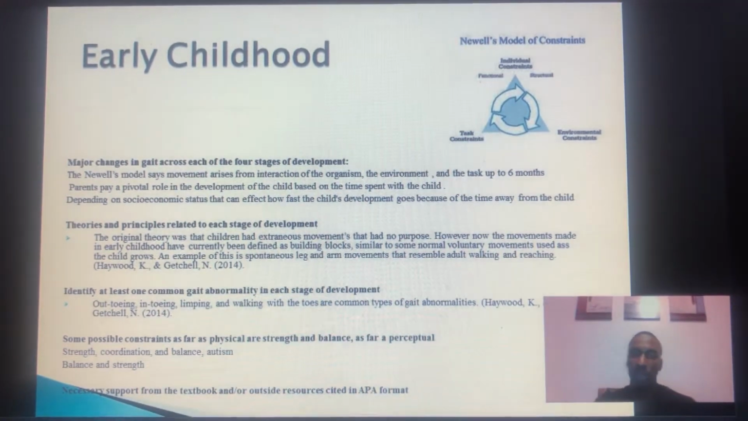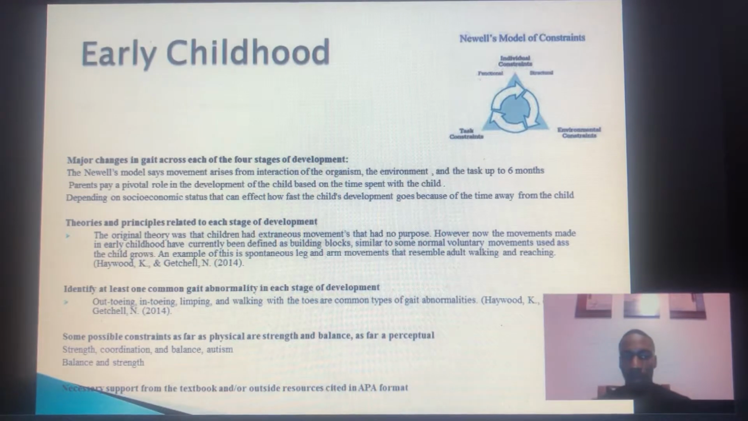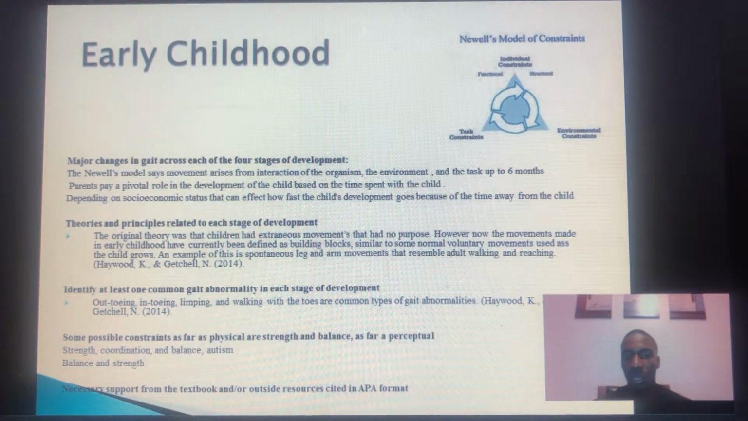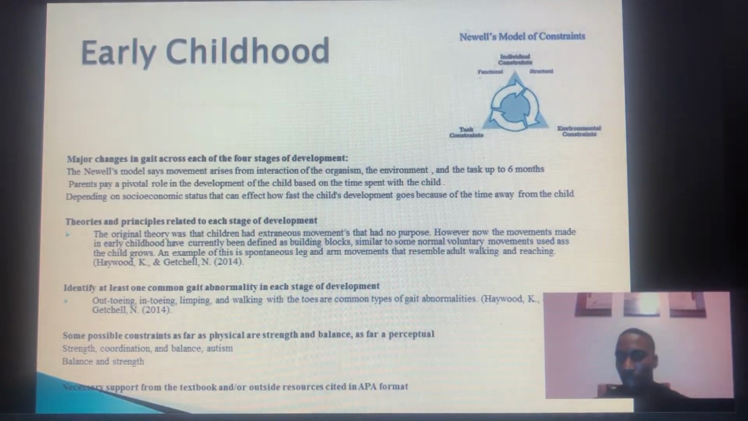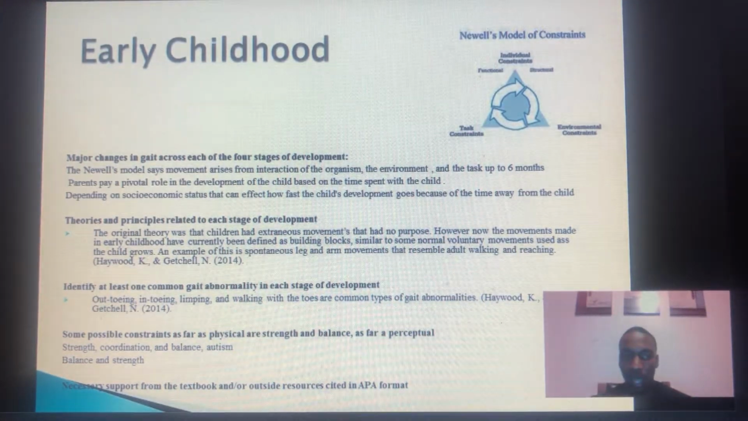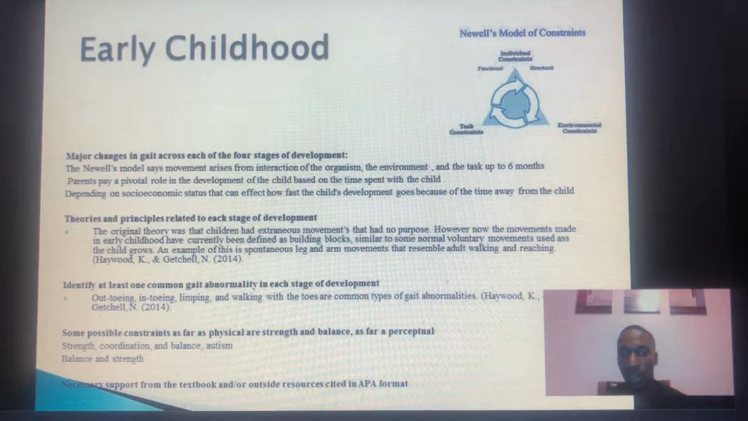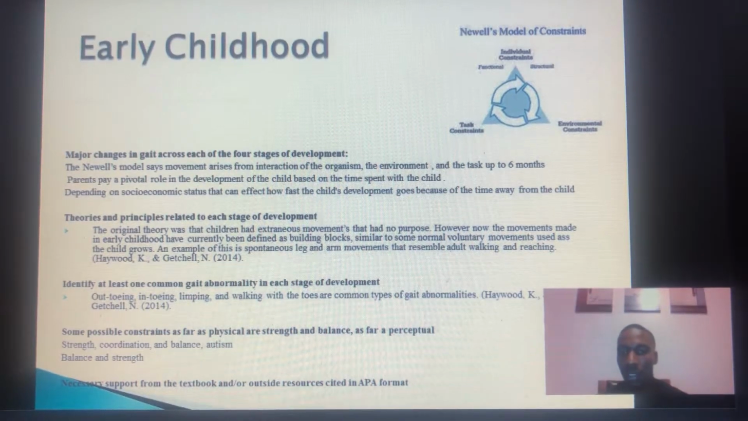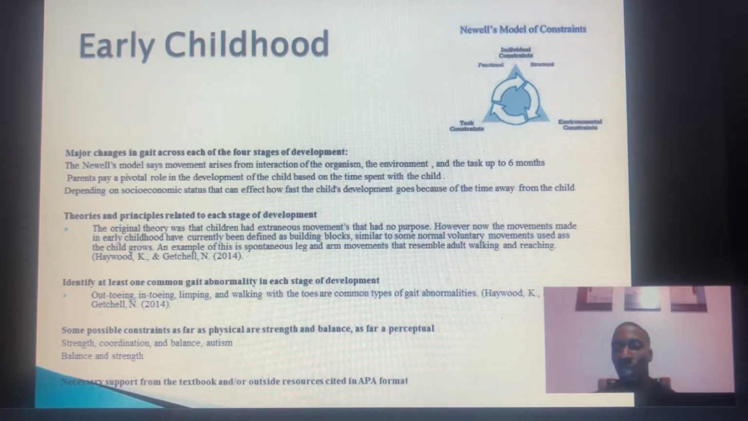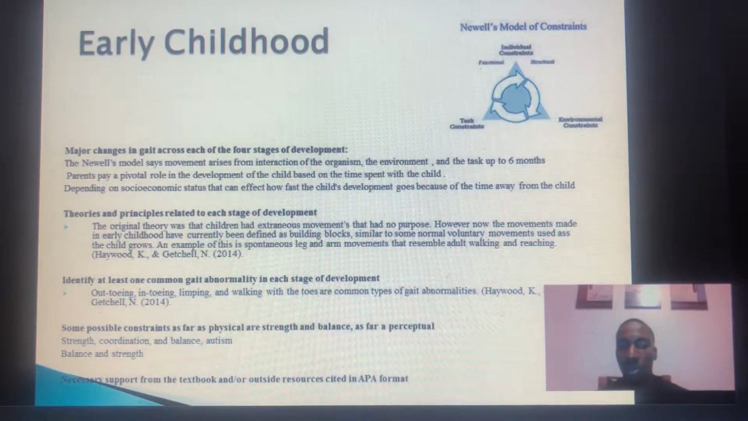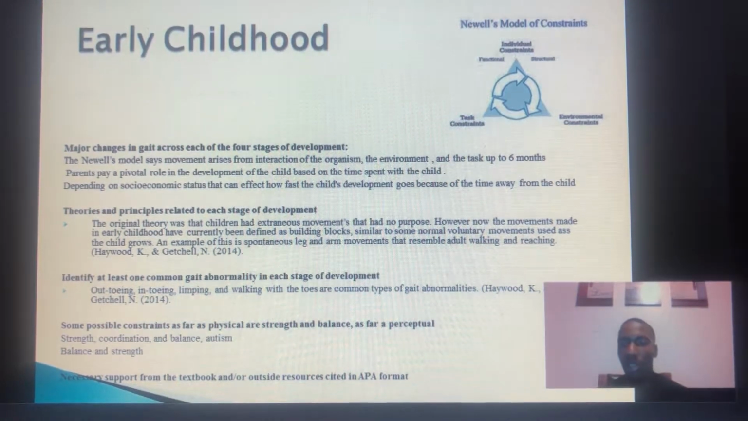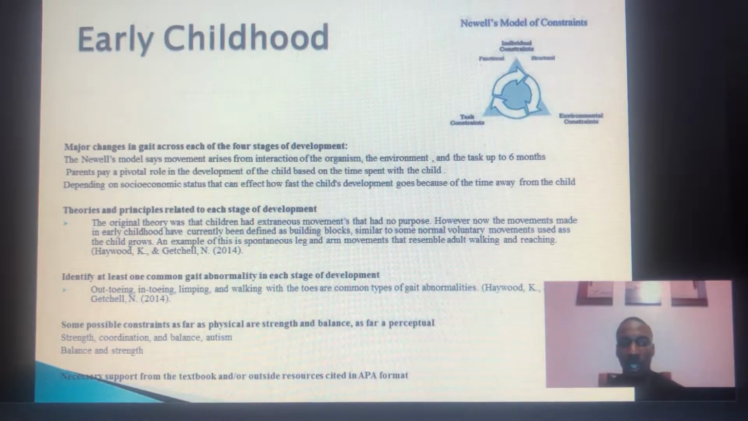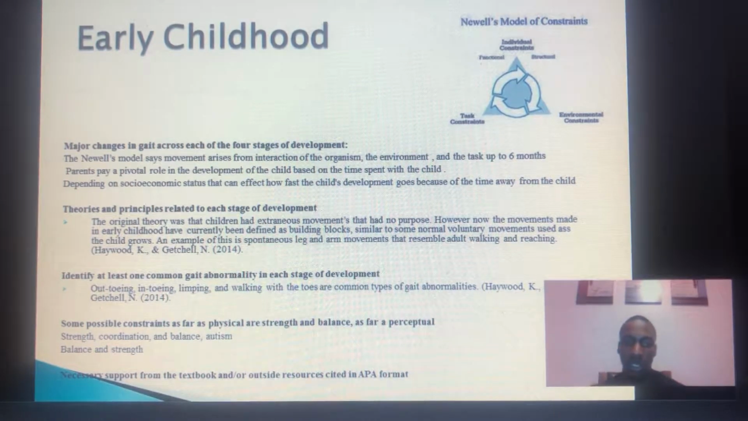Some theories and principles related to each stage of development. The original theory was that children had extraneous movements that had no purpose. However, now movements made in early childhood have currently been defined as building blocks, similar to the normal voluntary movements used as the child grows. As an example of this, the spontaneous leg and arm movements that resemble adult walking and reaching, according to Hayward and Getchell, 2014.